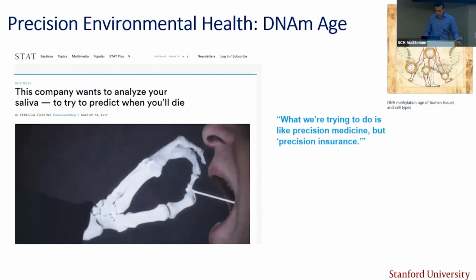What I wanted to end the talk with is a little bit about the misuse of some of these biomarkers. I just have a snippet here of a quote from a CEO of an insurance company. They're actually using the epigenetic clock to try to risk stratify people for insurance premiums. He said, what we're trying to do is like precision medicine, but precision insurance instead. So basically, they're taking a buccal cell sample, estimating your epigenetic age, and risk stratifying you based on your epigenetic age. I have met providers and also people that are doing this.